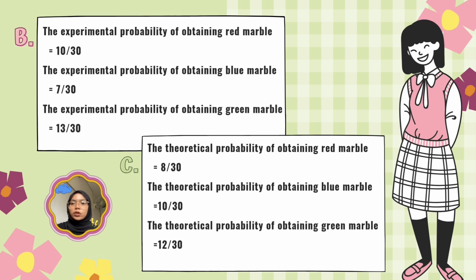Okay, so next, for theoretical probability, we need to divide the actual marble for each color and divide with the total marble for our experiment. So for red marble, the actual total number for red marble is 8. So we divide 8 over 30. For blue marble, the actual total number for blue marble is 10. So we divide 10 over 30. And for green marble, the total marble for green color is 12. So we divide 12 with 30.